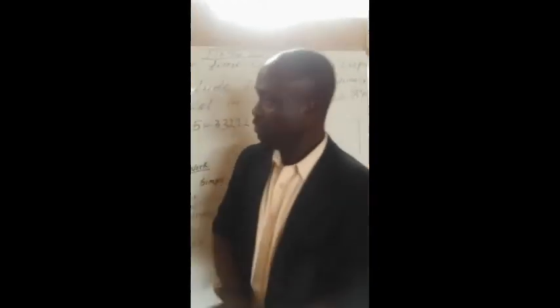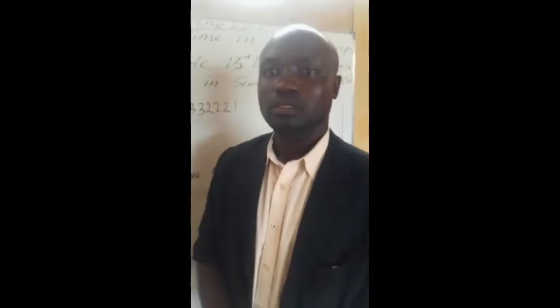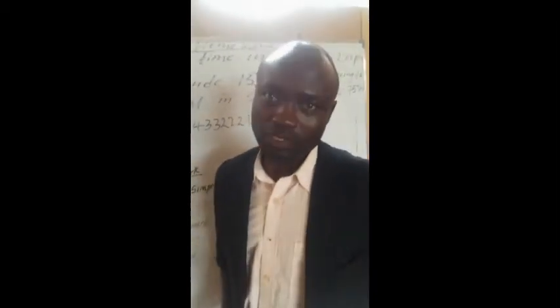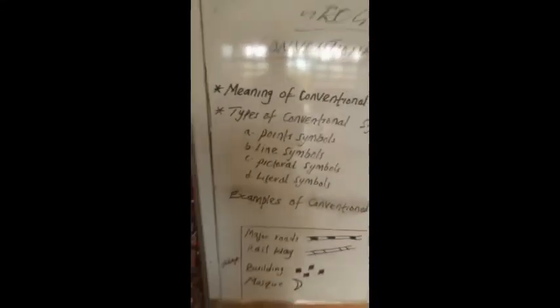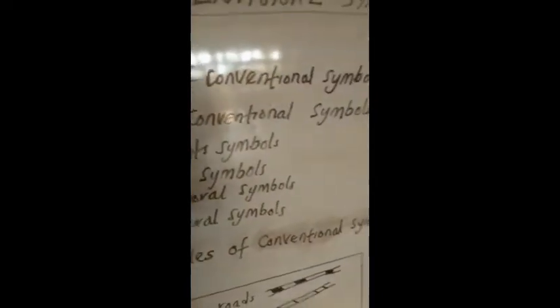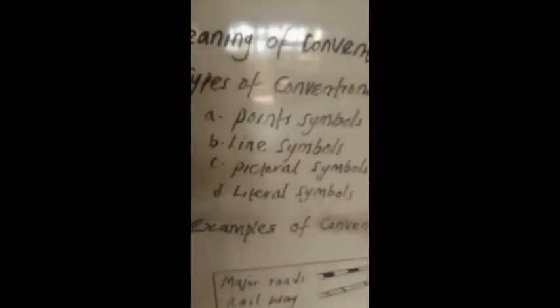I'm here to present to you a topic on map reading, to be specific, conventional symbols. And because of this, we shall take it one after the other. That is to say, first and foremost, the meaning of conventional symbols, types of conventional symbols, and the examples of conventional symbols.